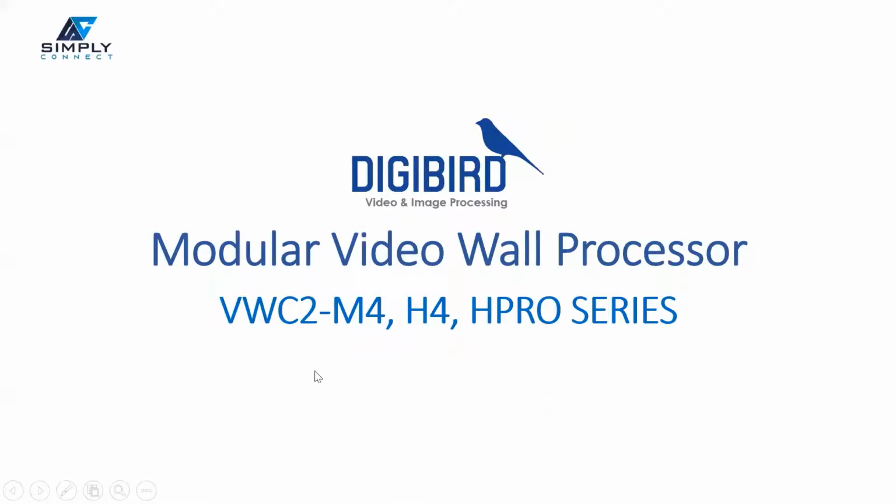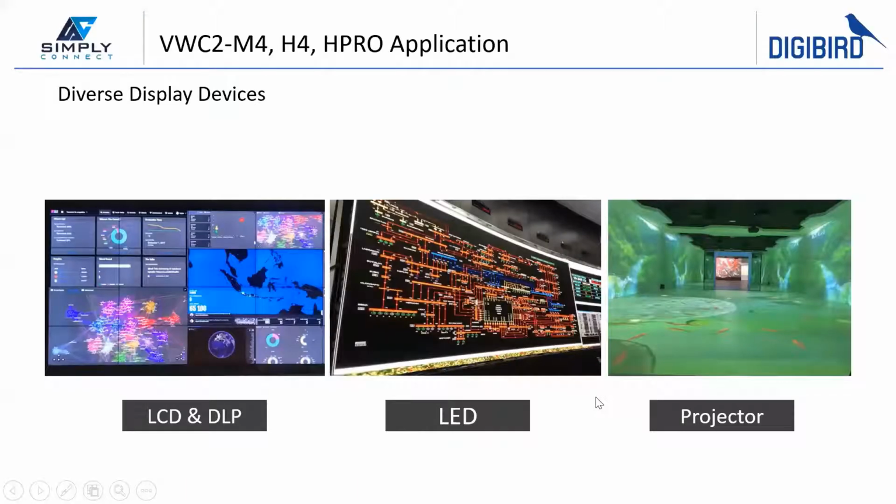Then we'll cover more in detail the modular video wall processor, which is the M4, H4, and H Pro series. What are the differences between the fixed type and the modular one? For the modular one, we have a projector edge blender as well, under the H4 series. It's an EBC2, so it can support LED as well as edge blending in one processor. Whereas M4, you can only do LCD and LED, and H4 is LCD and LED.